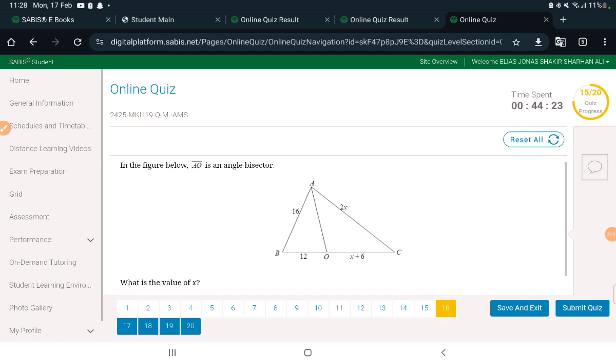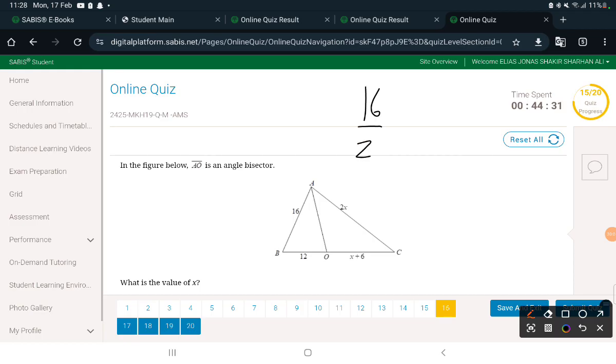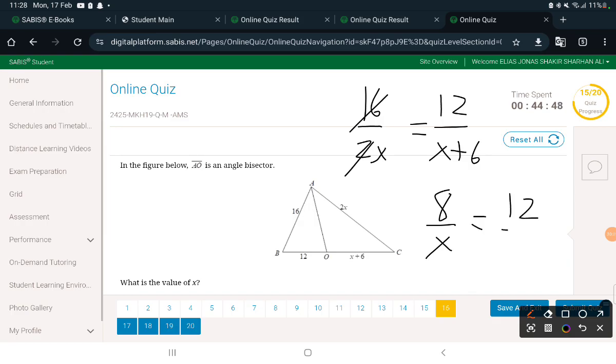Yeah, so basically all of these geometry questions are the proportionality theorem. So 16 over 2x. We all know the proportionality theorem. All of these questions are the same. Equals 12 over x plus 6. Divide by 2 up and down. You'll have 8 over x equals 12 over x plus 6.